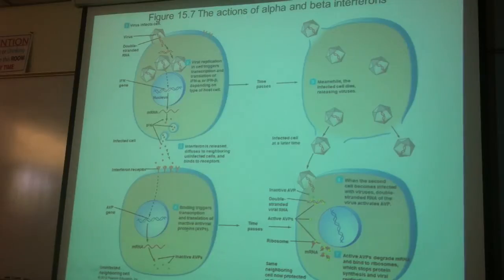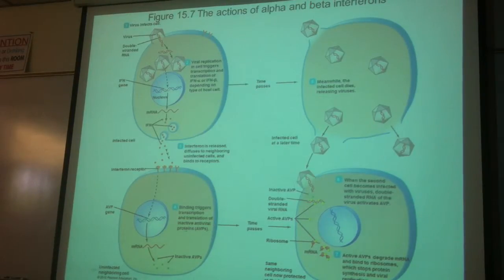Sorry, alpha and beta interferons. So alpha and beta are type 1 or type 2? Type 1, okay? So we have a virus. We have double-stranded RNA. In this case, the cell recognizes it. You have an interferon gene that goes, we're infected.